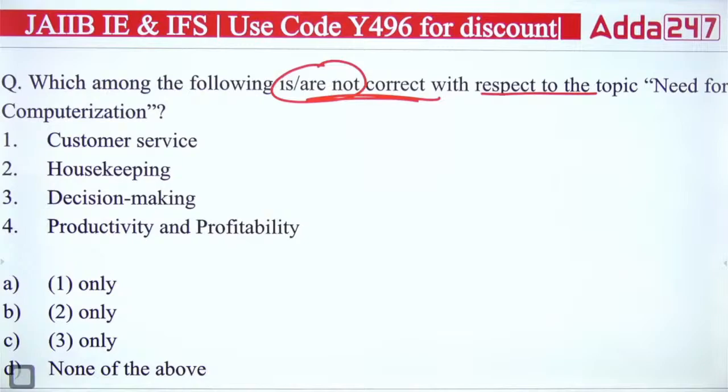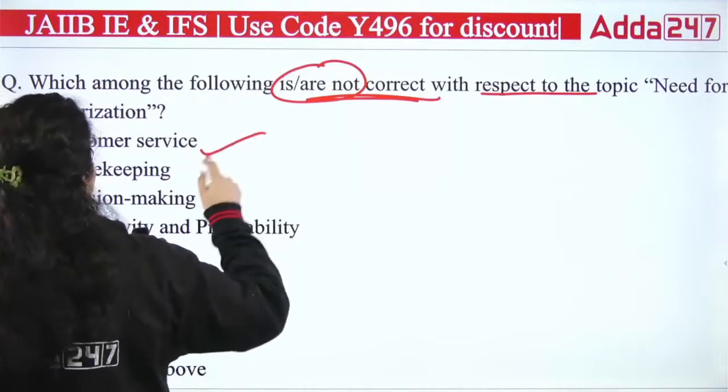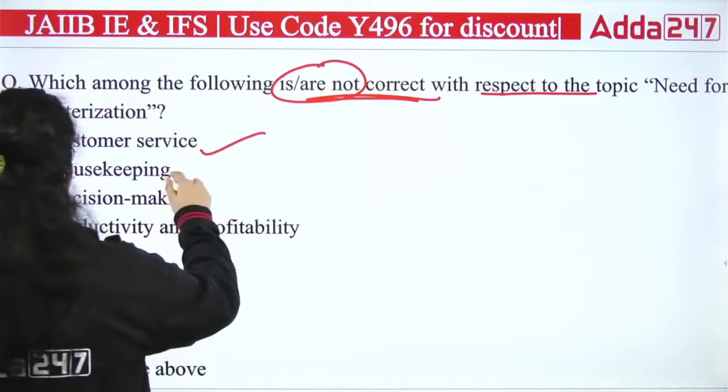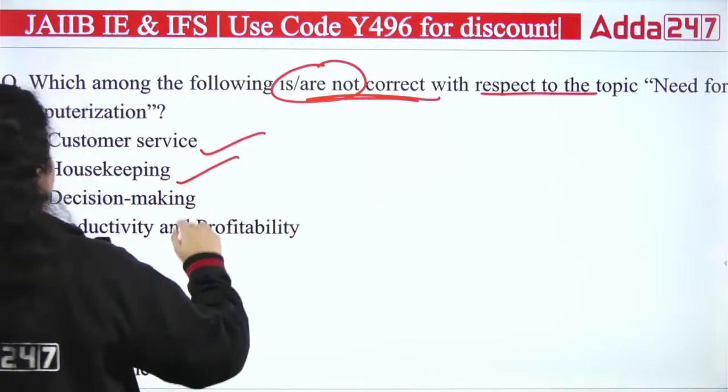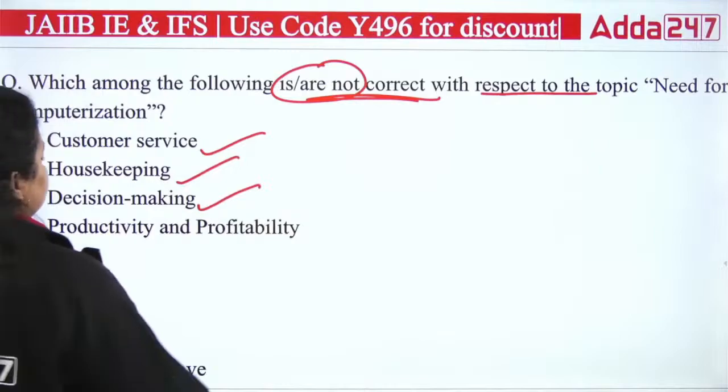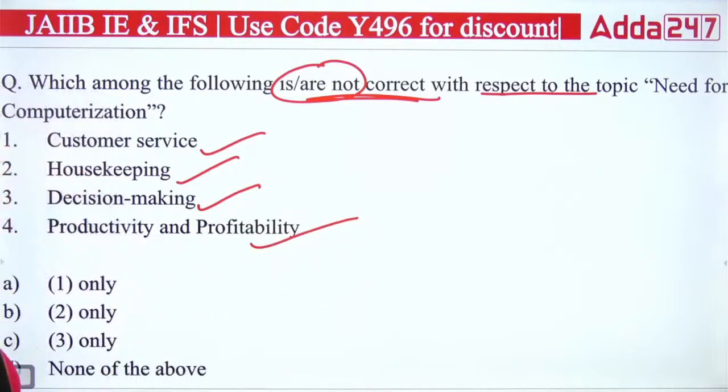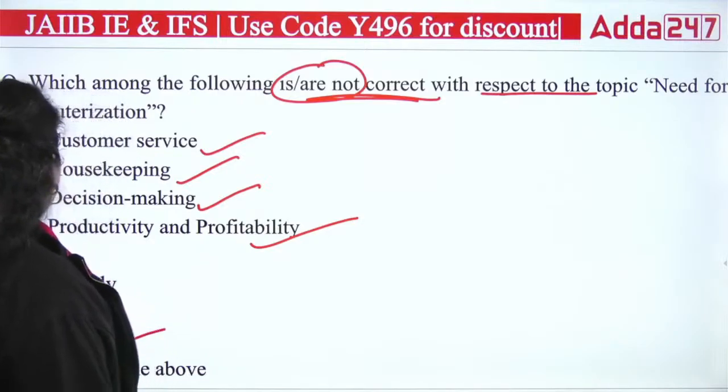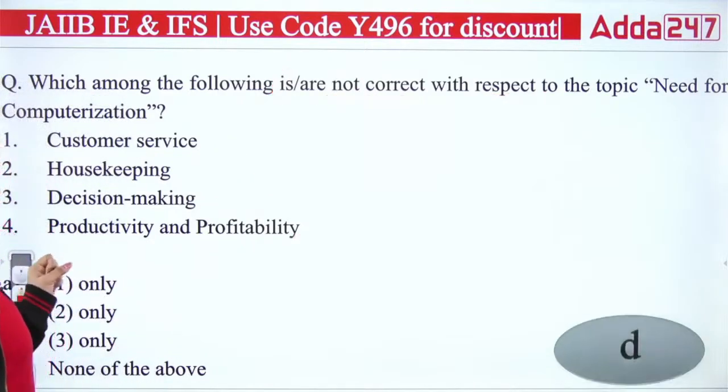And the right answer will be, these all are needed. We want to provide better customer services, we want to have housekeeping, we want to have right decision making, we want to have productivity and profitability. It means the right answer will be D. None of the above. All are the need for computerization. So the answer will be none of the above, that is D.